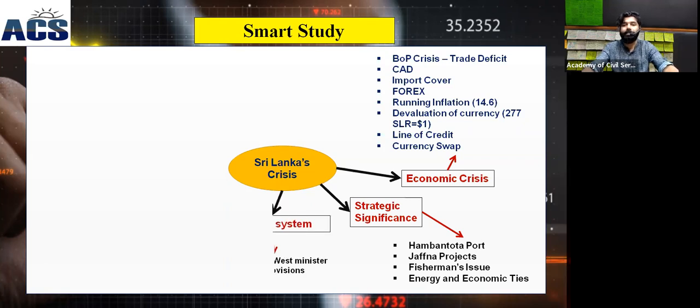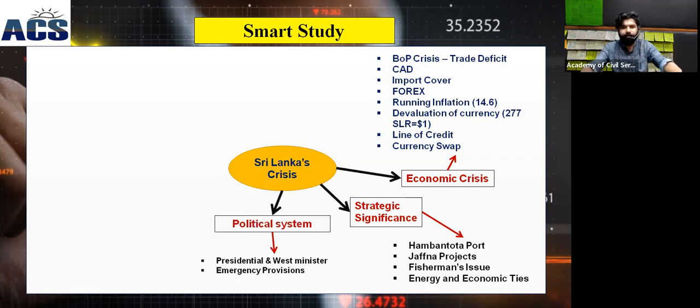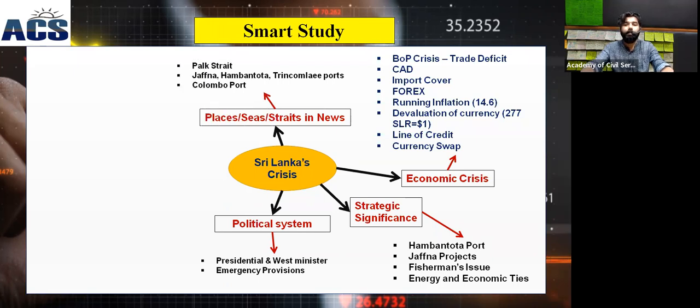Then energy and economic ties, how India is improving them. Political system, how the Sri Lankan political system is different from India's, especially the presidential versus Westminster system. What are the differences between India's emergency provisions and Sri Lankan emergency provisions? There could be questions especially on India's emergency provisions. These are the areas we need to focus on, and places like the oceans or seas, such as the Palk Strait, which separates the Gulf of Mannar, and separates the Chennai port from Sri Lanka. Then the Jaffna port, Colombo port.